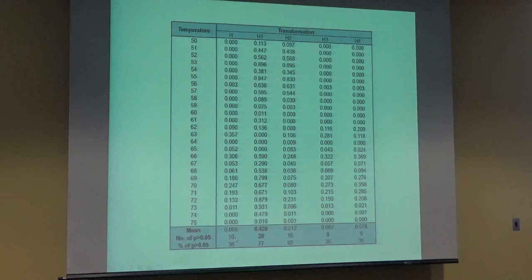So we have 10 times it's higher than this. Here is 20 times, here is 16, here is 9, and here is 9 times 1. So in this setting, for the H1 transformation, 77% of the times normality was accepted, whereas in other cases, 38%, 62%, 35%, and 35%. So that's why we chose H1 as the model that we are going to use to build the prediction model.